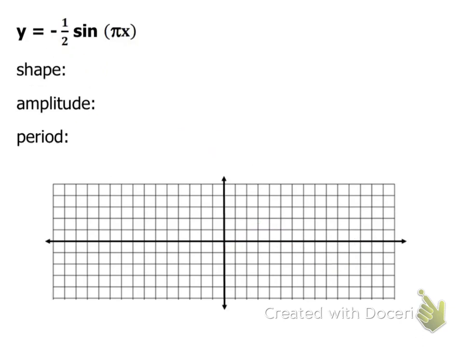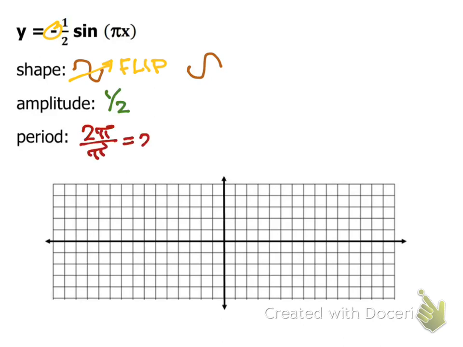Here, sine is maximum to minimum, but we have a negative, which means we have to flip, which means sine will be minimum to maximum. The amplitude is 1/2, so it's going to be squished up. The period will be 2 pi over pi, which is 2.